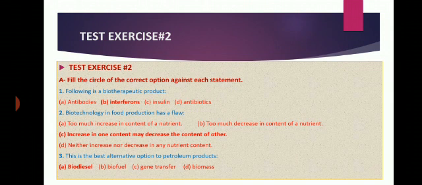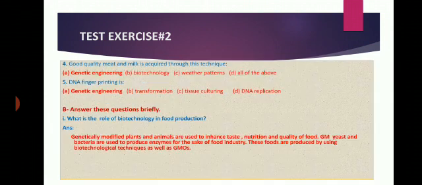Then the third MCQ is: this is the best alternative option to petroleum products. The first option is biodiesel, then we have biofuel, gene transfer and biomass, and the right option is biodiesel. The biodiesel is animal fat or vegetable fat based diesel, and it reduces the emission of smoke in the environment.